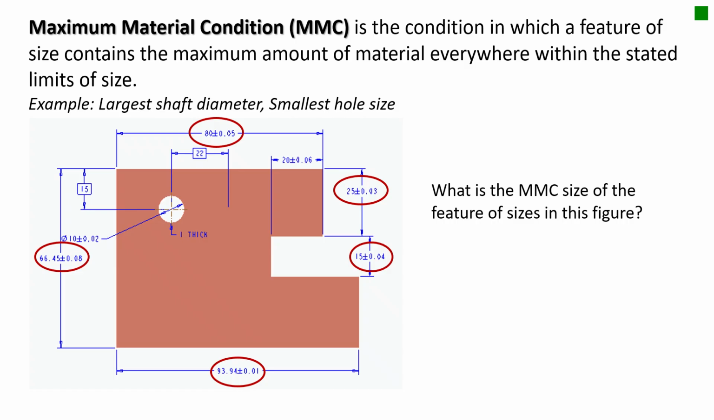Maximum material condition, MMC, is the condition in which a feature of size contains the maximum amount of material everywhere within the stated limits of size. Example: largest shaft diameter, smallest hole size. What is the MMC size of the features of size in this figure?